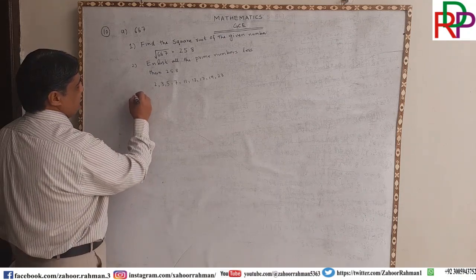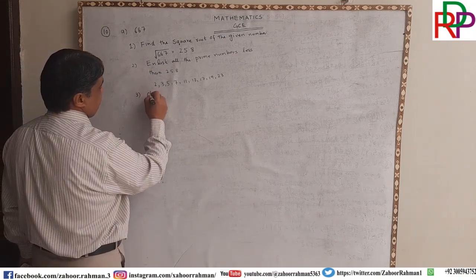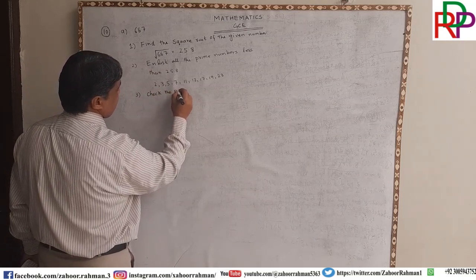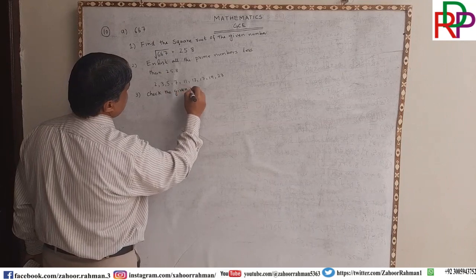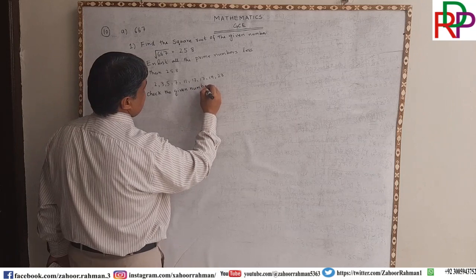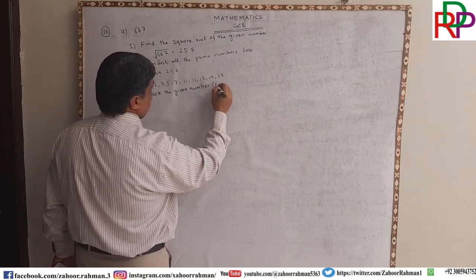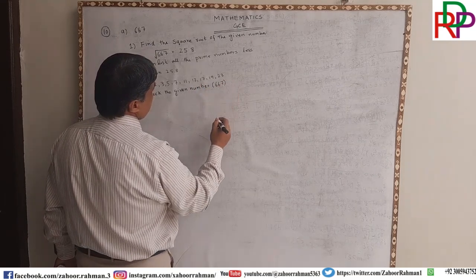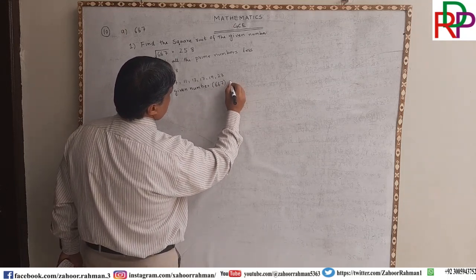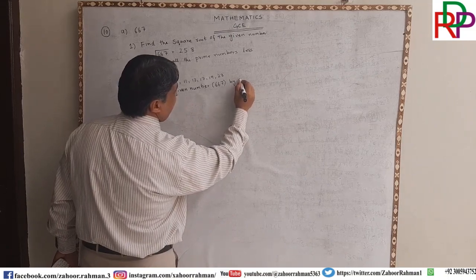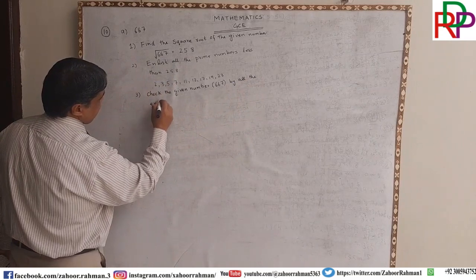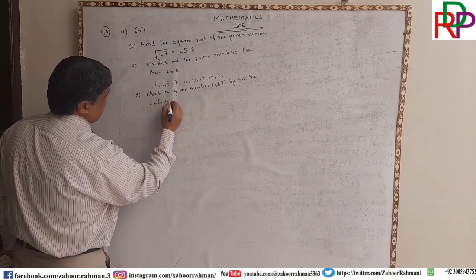And in the third step, check the given number, which in this case is 667. I am writing it also. Check the given number by all the enlisted numbers.